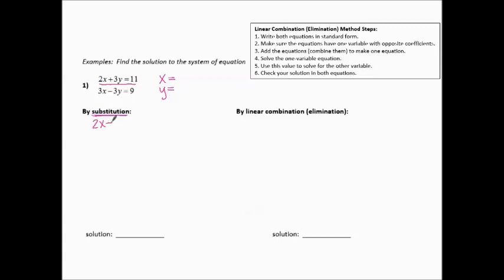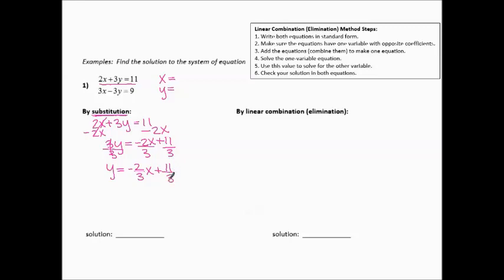So I have 2x plus 3y is equal to 11. If I want to solve for y, I want to subtract 2x from both sides. I'm left with 3y is equal to negative 2x plus 11. Divide each term by 3. And I see I have y equals negative 2 over 3x plus 11 over 3.